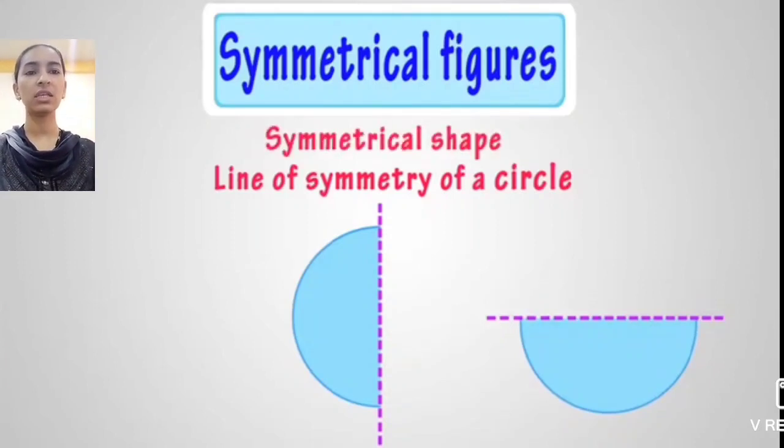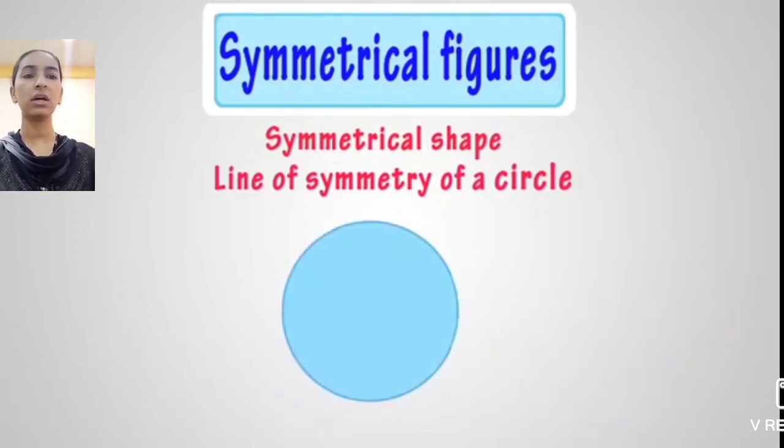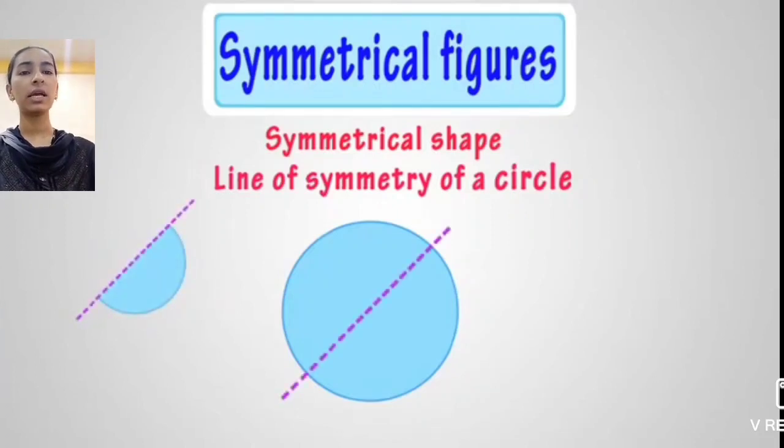Yes, that means it has two lines of symmetry. Now what happens if I draw in another way? See, the circle is there. What happens if I draw a line like this? What happens if I draw a line like this?